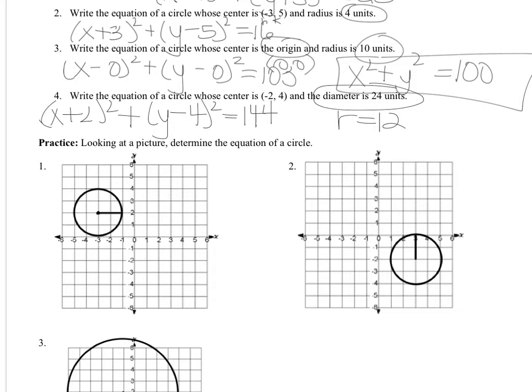Awesome. So now let's look at a picture. Looking at a picture, determine the equation of a circle. In order to write an equation of a circle, what pieces of information do I need to know? I need to know what the center is. I need to know what the radius is. Looking at this picture, what's my center? (-3, 2), because obviously that's the center of my circle. And to find the radius, I'm just counting blocks. 1, 2. So my radius is 2. So the equation: (x + 3) squared plus (y - 2) squared equals 4.